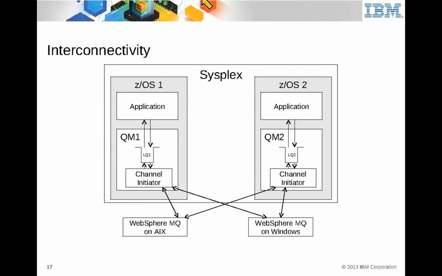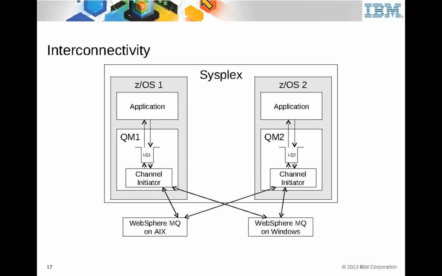Here we are in a sysplex environment. We've got quite a bit of connectivity here. I can have the queue manager on ZOS1 talk to the queue manager on ZOS2, but I can also go out and talk to queue managers on other platforms. So here I've got an MQ queue manager on AIX, I've got an MQ queue manager on Windows, and I can have these queue managers talk back and forth between each other.